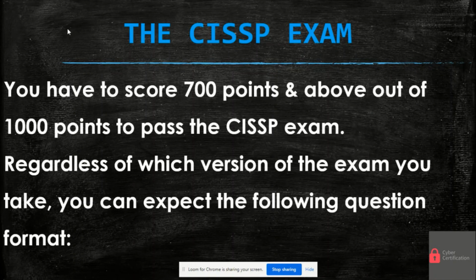You have to score 700 points and above out of 1,000 points to pass the CISSP exam. What this means is that if you score less than 700 points, then you're not passing the exam. You have to score 700 points or above. That is, 700 points is the passing score of the CISSP examination.